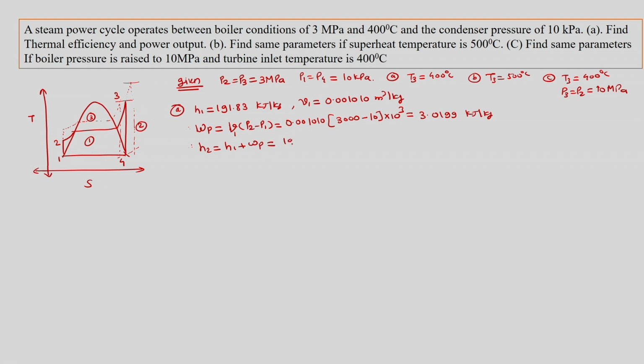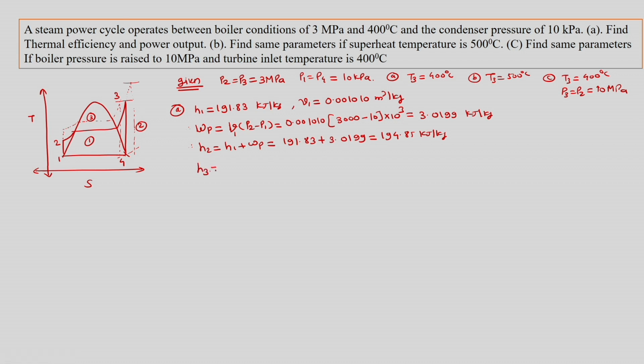So H2 is equal to H1 plus Wp. So we have 191.83 plus 3.0199, and this gives us 194.85 kilojoule per kg. This is our H2.